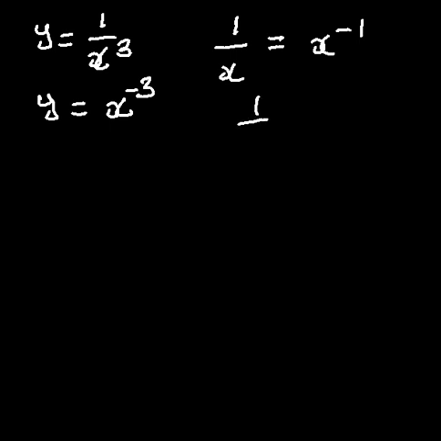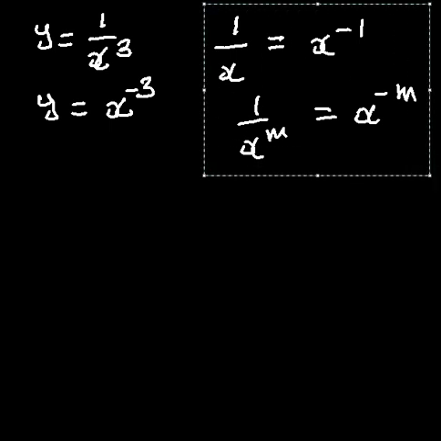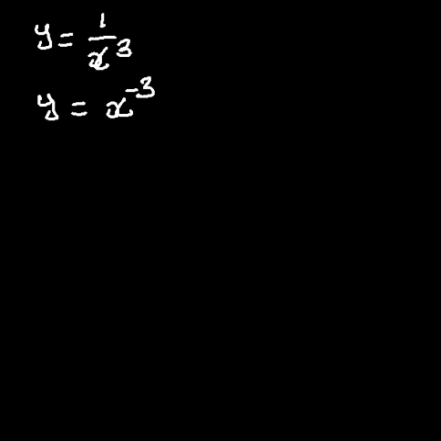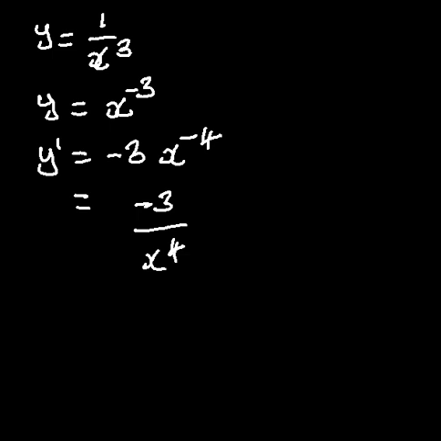Likewise, if we have 1 over x to the power m, this is the same as x to the power negative m. Keep that in mind. You should also understand that in this case we use the power law to have y prime is equal to negative 3x to the power negative 4. So that is the derivative, which we can also write as negative 3 over x to the power positive 4, and that is according to the laws of indices as well.